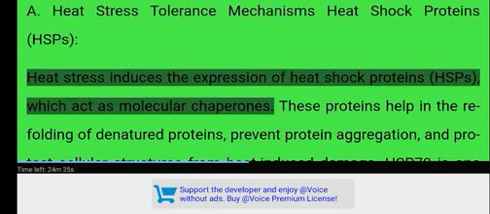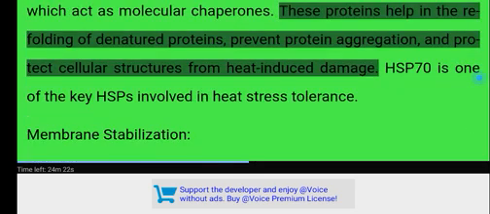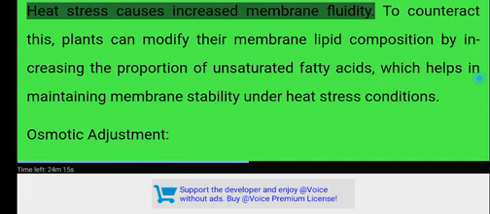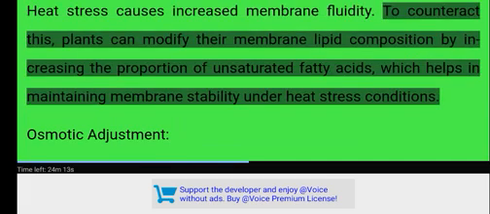Heat stress induces the expression of heat shock proteins (HSPs), which act as molecular chaperones. These proteins help in the refolding of denatured proteins, prevent protein aggregation, and protect cellular structures from heat-induced damage. HSP70 is one of the key HSPs involved in heat stress tolerance. Membrane stabilization: heat stress causes increased membrane fluidity. To counteract this, plants can modify their membrane lipid composition by increasing the proportion of unsaturated fatty acids, which helps in maintaining membrane stability under heat stress conditions.